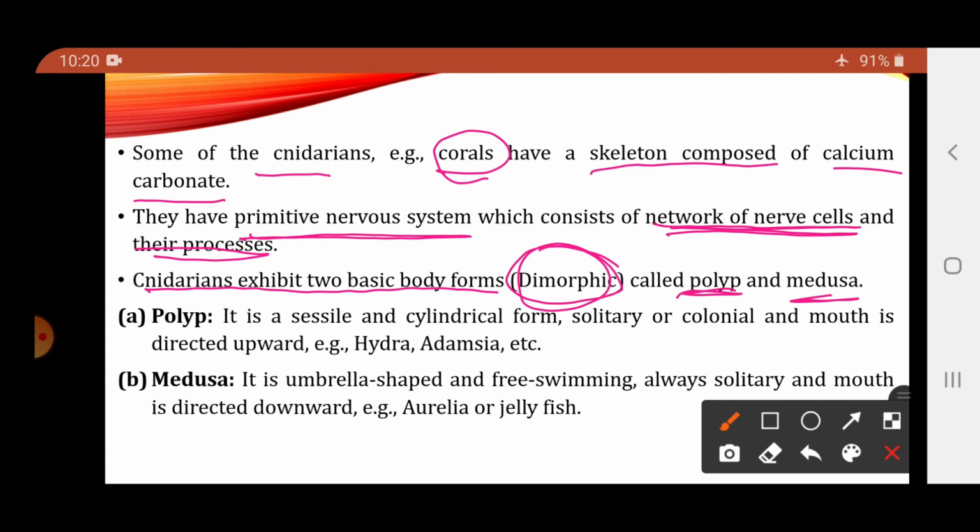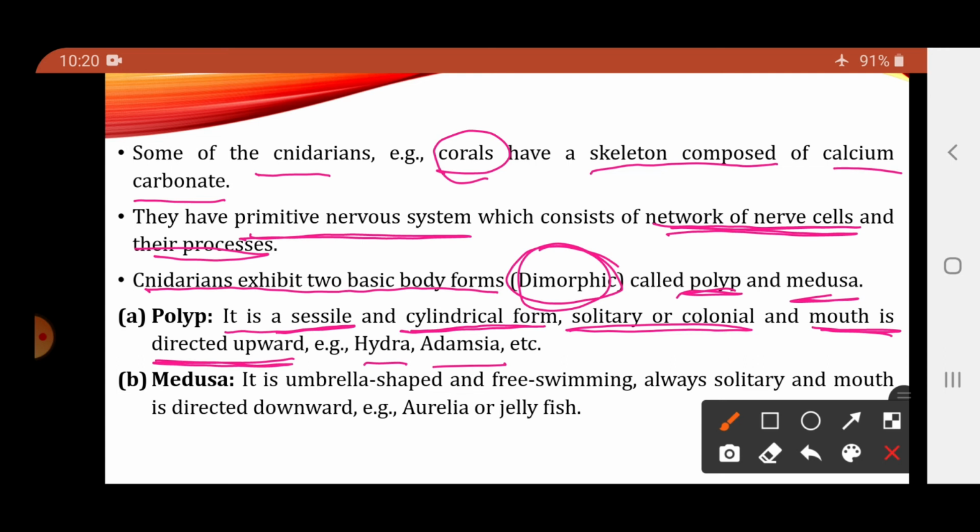So these cnidarians have two morphologies: either they may occur in polyp form or in medusa form. Now how can we differentiate which is polyp and which is medusa? Polyp forms are sessile. Sessile means fixed, they cannot move. Their shape is cylindrical. They are solitary or colonial, that is, either they occur singly or in groups. And a very important thing in them: the mouth is directed upward. Where is the mouth present? Towards the upper side. Examples of polyps are Hydra and Adamsia.